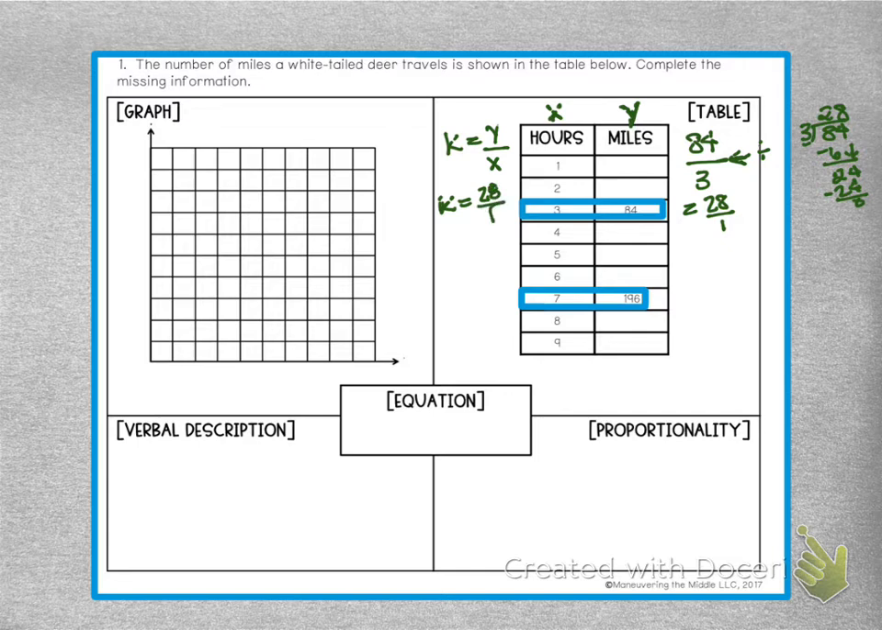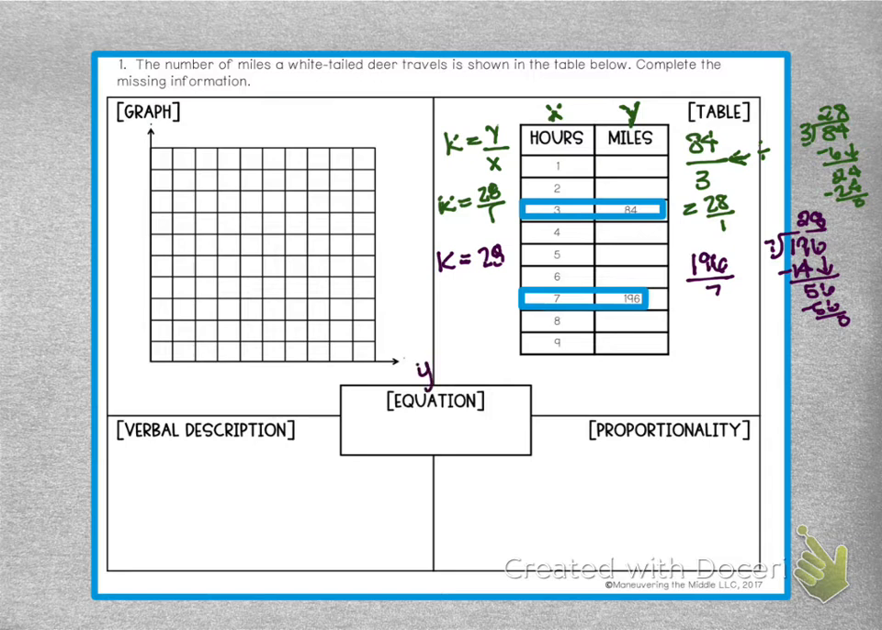We're going to see if we get the same with the other ratio. This ratio is 196 over 7. If I divide 7 into 196, it goes into 19 2 times. Minus 14, that's 5 left over. And 7 goes into 56 8 times. So we do get the same ratio. So it is constant and it is proportional. So that means that k equals 28.